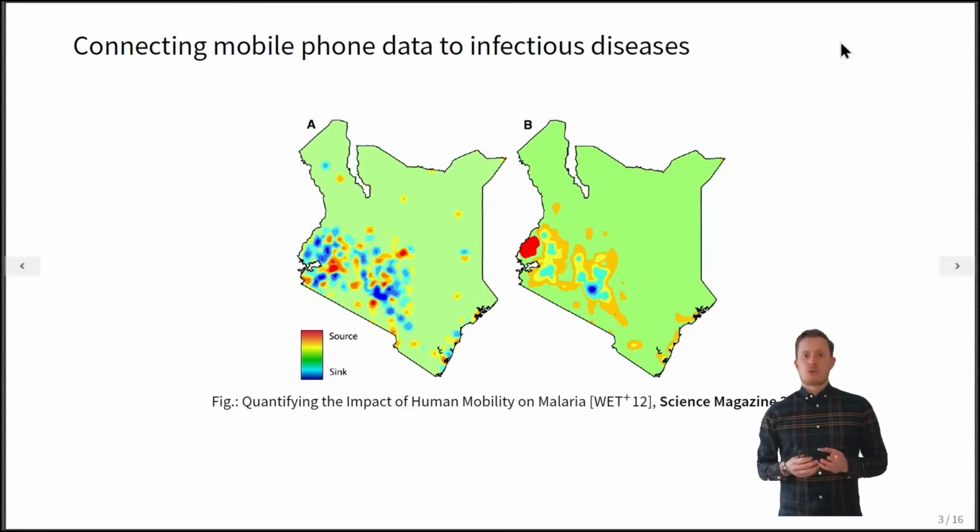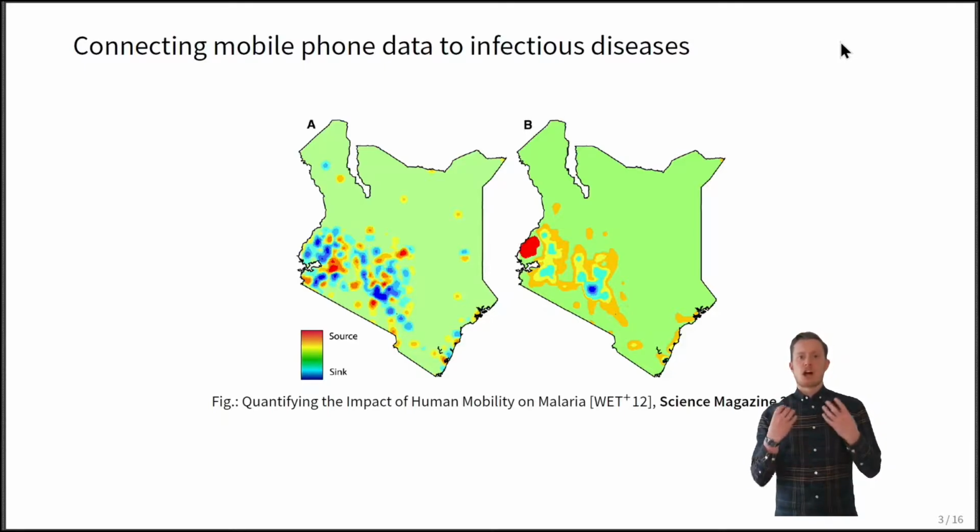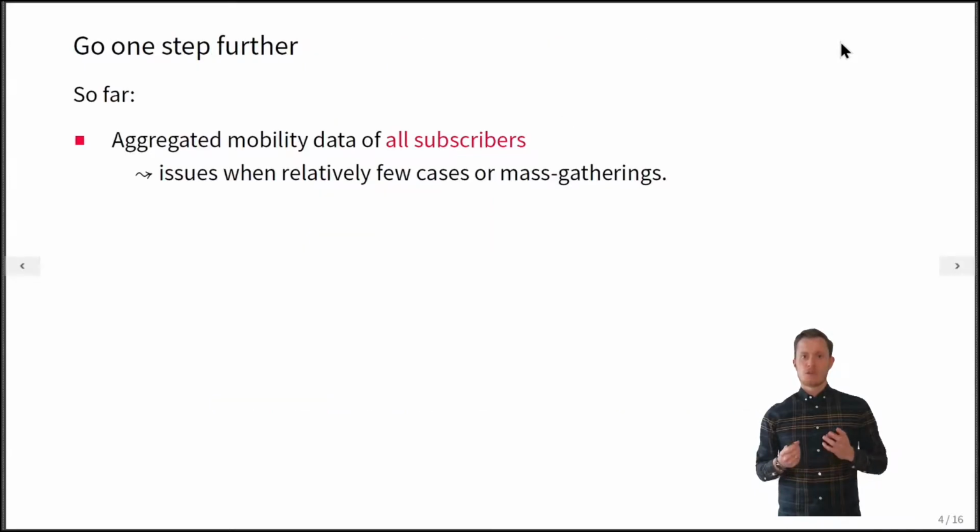10 years ago, researchers started to connect mobile phone data to infectious disease. And the outcome you see on this slide is a prediction of future outbreaks of a particular disease. And this was verified with many more infectious diseases like dengue or cholera. So far, researchers aggregated mobility data of all subscribers of one mobile network operator. This worked quite well to get a general mobility pattern of the whole population.